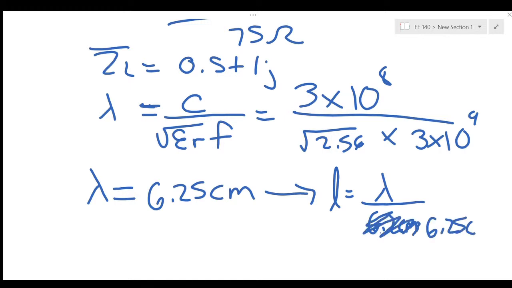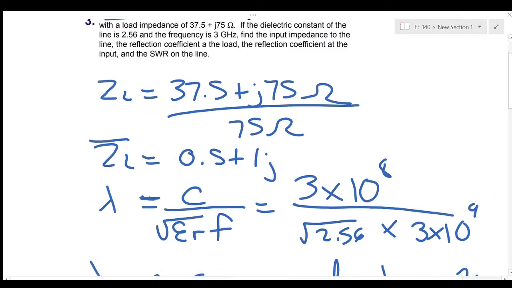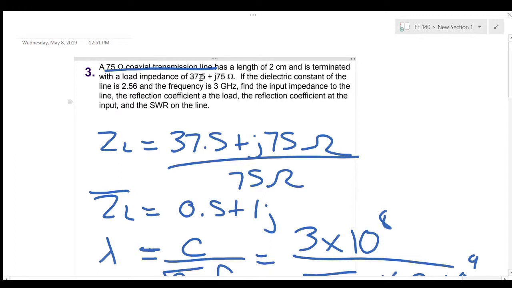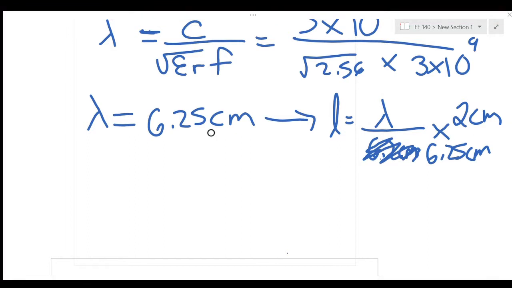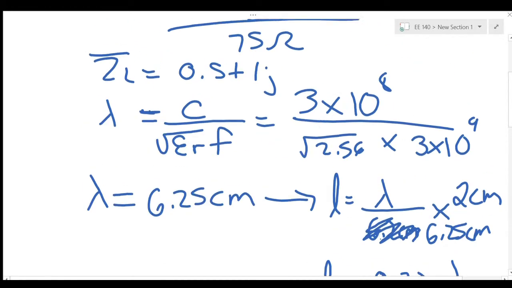We divide the 2 centimeters by 6.25 centimeters, because in the problem it states the transmission line has a length of 2 centimeters, but that length isn't our electrical length. We need to also take in the dielectric constant and frequency to get that. So our actual electrical length would be 2 divided by 6.25, which is 0.32 lambda. So this is our electrical length of the transmission line.